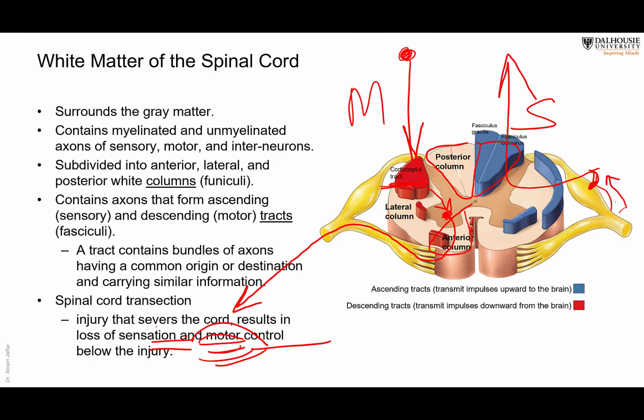We're going to talk about these tracts later on when we deal with the motor and sensory system. Of course, we're going to talk about examples. We're not going to deal with all these tracts, but this is just an introduction of what it means, a tract. It's like a nerve in the peripheral nervous system. Bundles of axons, okay? But these have a specific origin and they end in a specific destination.